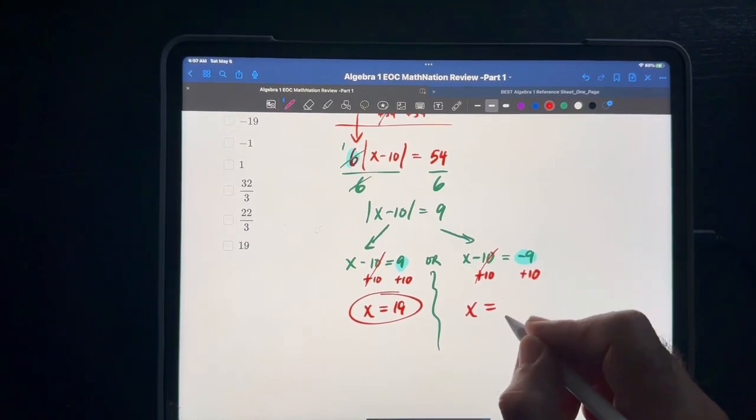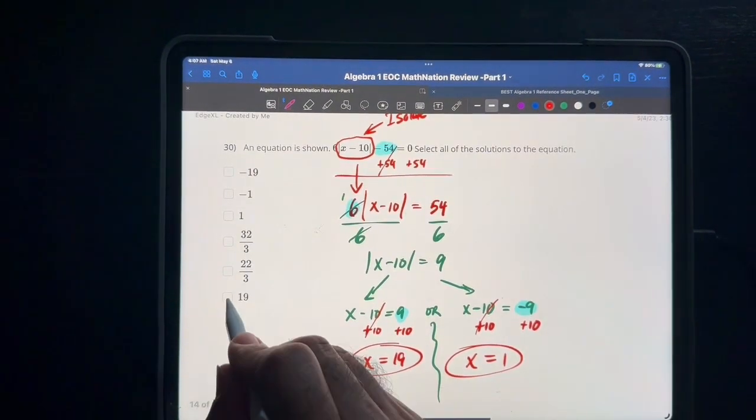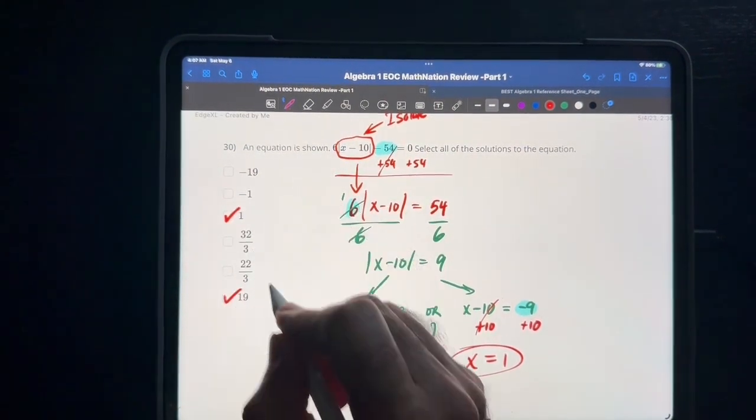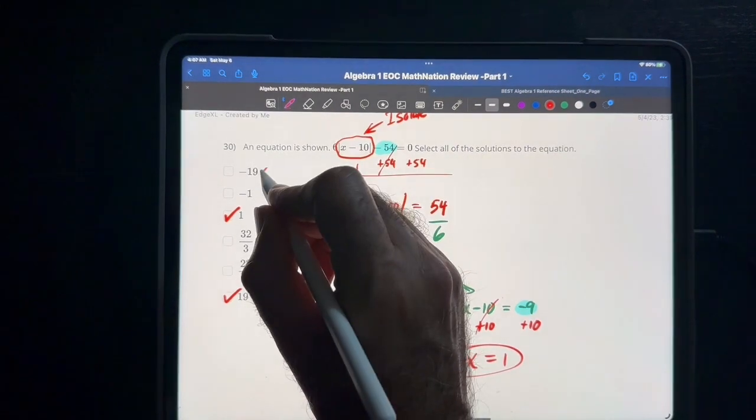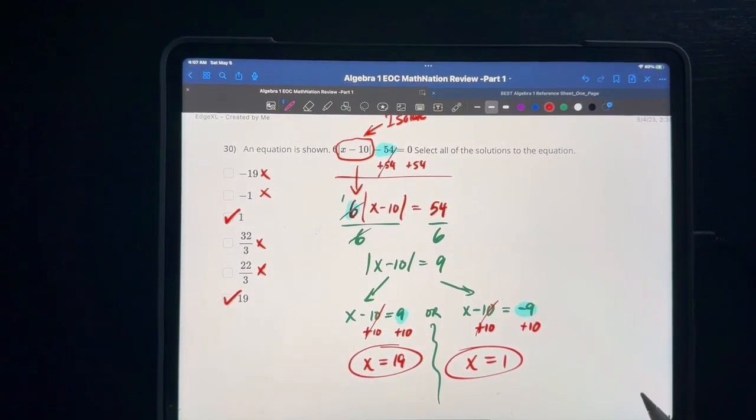And here you subtract. Keep the sign with the bigger number. So those are my 2 answers, guys. 19, positive 19, and positive 1. Okay, these don't work, these don't work, those don't work. 2 answers. All right.